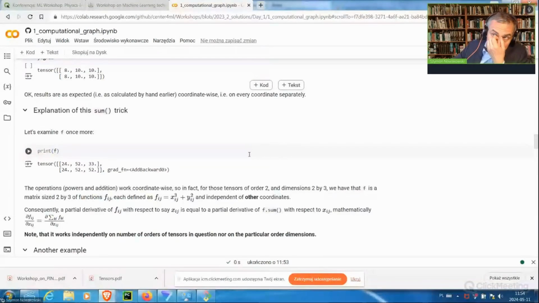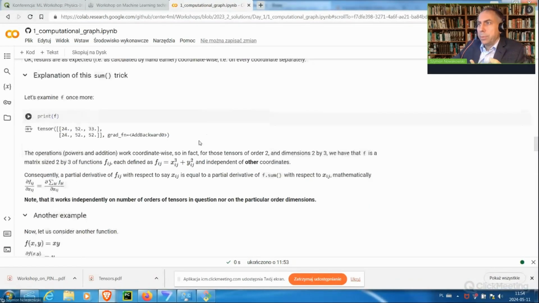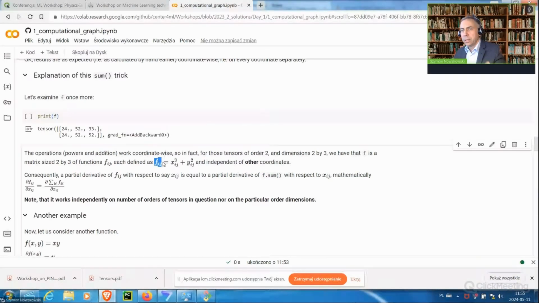And maybe we should explain why this sum trick actually works. It works because, as I explained to you, in the computation I use i and j as indexes for f. So i would change from 0 to 1, since there are two possible values, and for j there would be its columns. It would have three possible values, but it works coordinate wise. So basically f_ij is a value at coordinate ij from x and y.